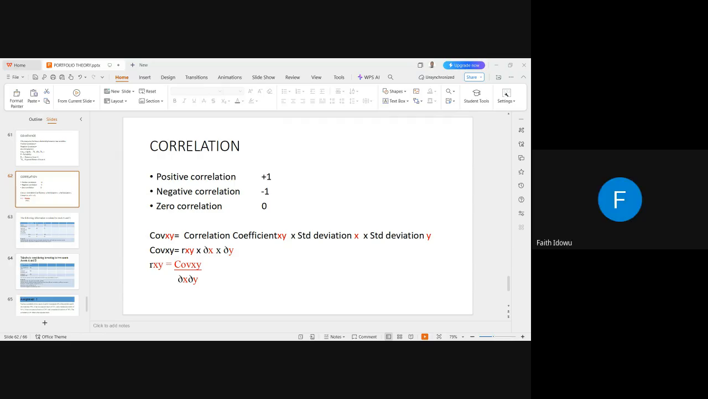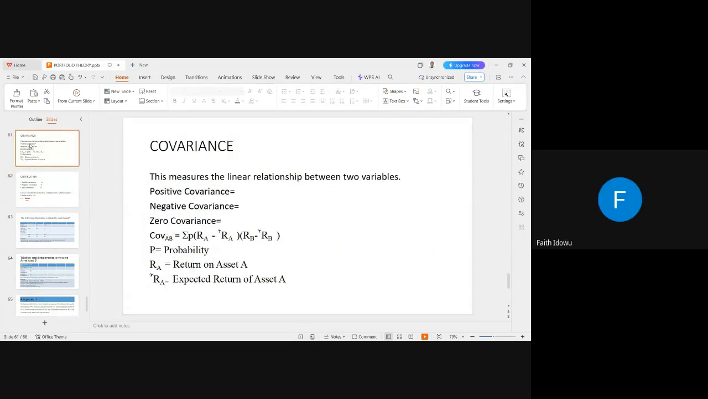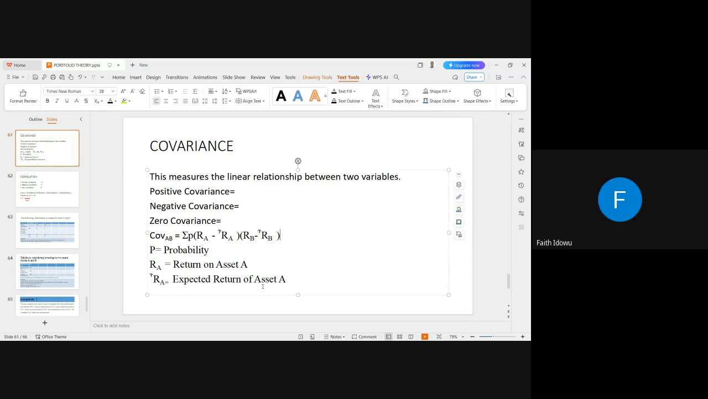The formula is covariance of security A and B equals the summation of P, open bracket, return of asset A minus expected value of A, close bracket, times return of B minus expected value of B. So you can see this is the covariance. It can be X and Y, it can be A and B. This is presented to get covariance.